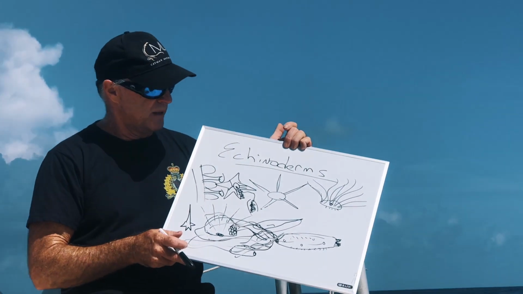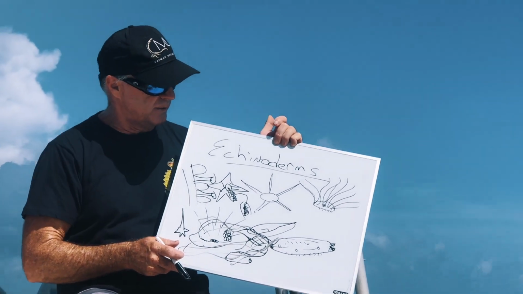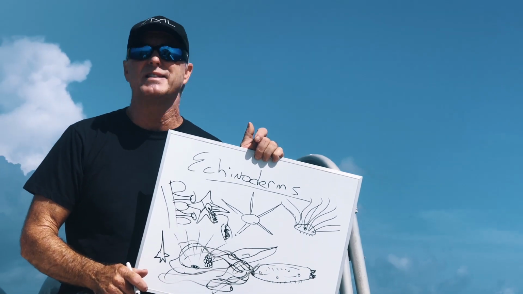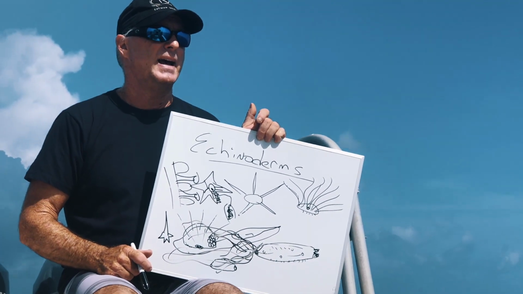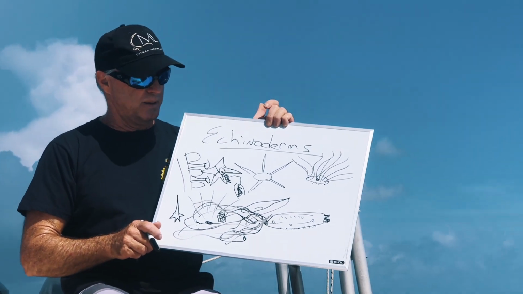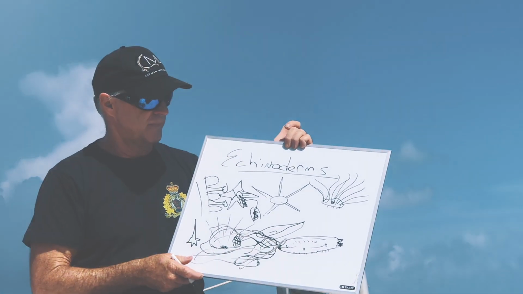So this is a group of animals, this phylum Echinoderms, the Echinodermata, that you can find on every one of these dives. Now you have a little bit of knowledge, and you have perhaps a little bit more respect for each one of these different groups, particularly the sea cucumber. There you go.